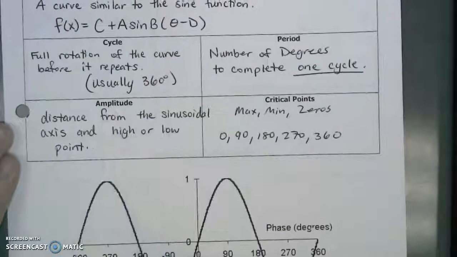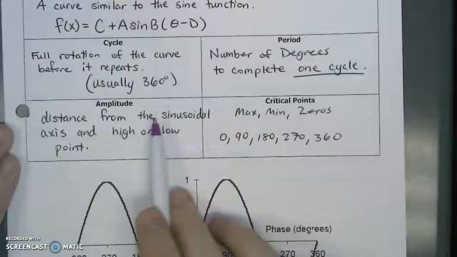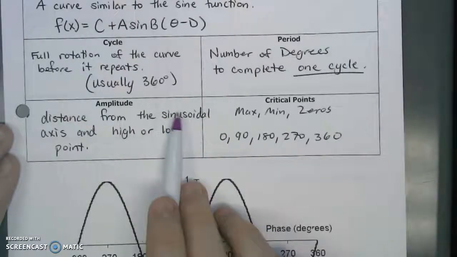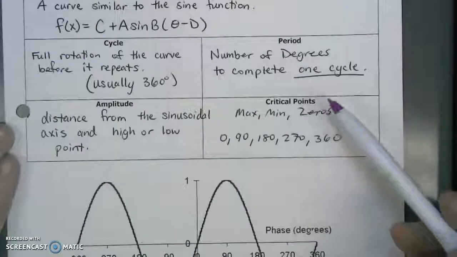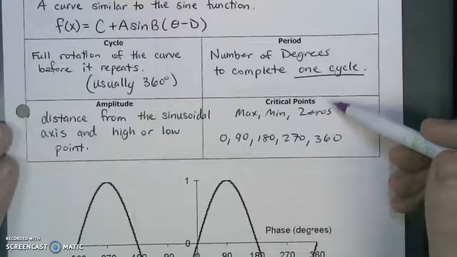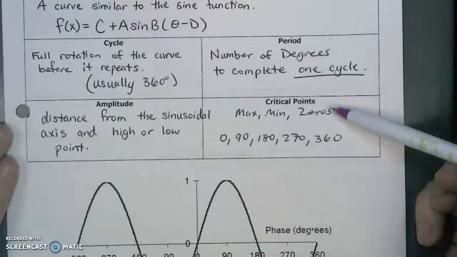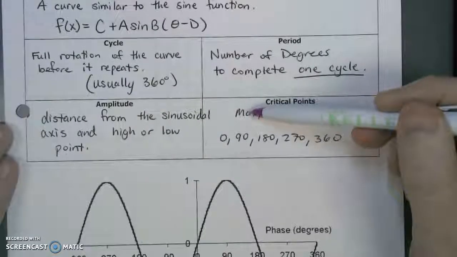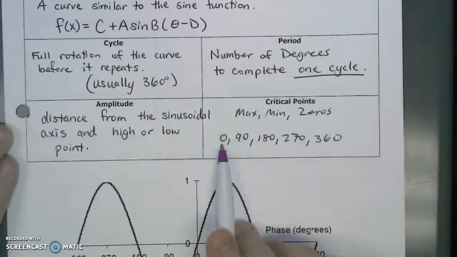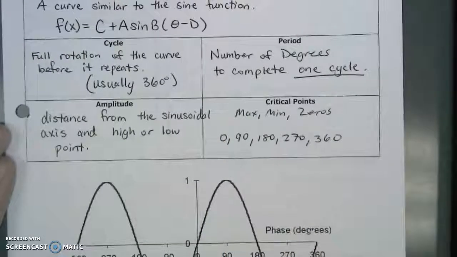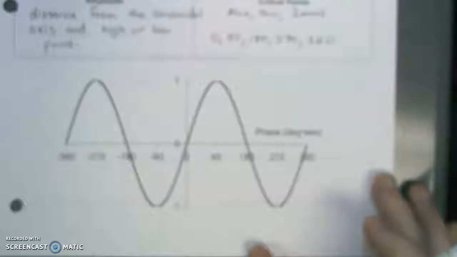The amplitude is the distance from the axis to the high or low point. We'll talk about what the sinusoidal axis is later, but right now you can just use the x-axis. So from the x-axis to the high point or the low point. Then critical points in the graph are where something important is happening. So in the graphs, that's anytime it hits the x-axis, so a 0, or anytime it's hitting its maximum or minimum point. And those, to start off with, are always going to be at 0, 90, 180, 270, and 360.